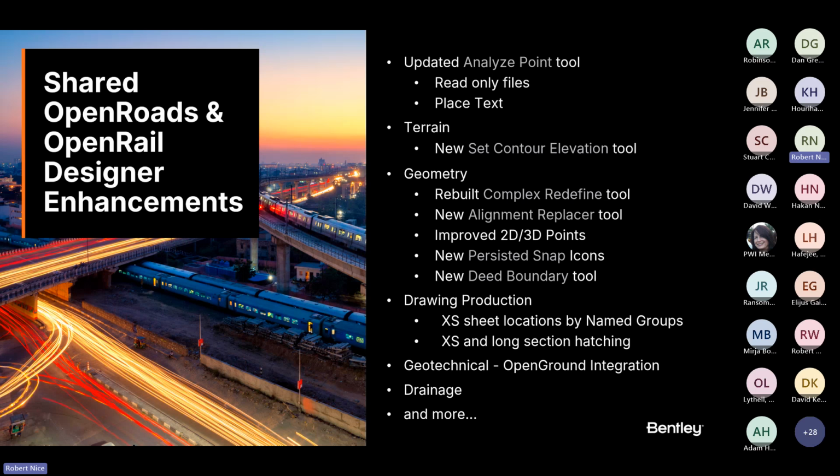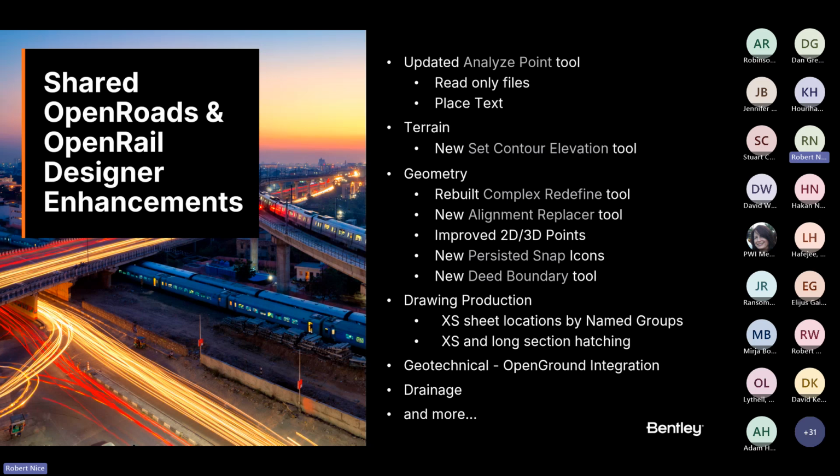There's a new alignment replacer tool. We've improved the 2D, 3D point integration. There's a bunch of new snap icons. The snaps haven't changed, but now we tell it, because all this stuff is rule-based, it's a good idea to know what that rule is. When I was trying to show on one of the movies, when you click on a line or whatever, it'll tell you what it's snapped to and what the rule is.